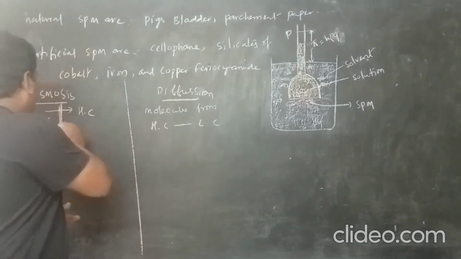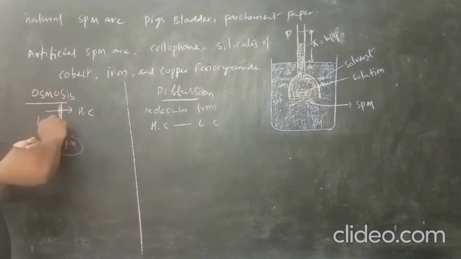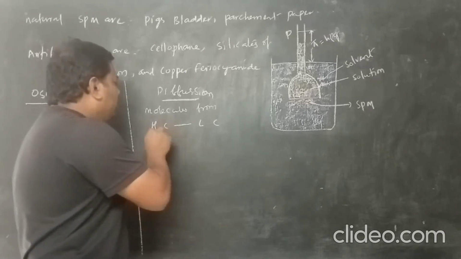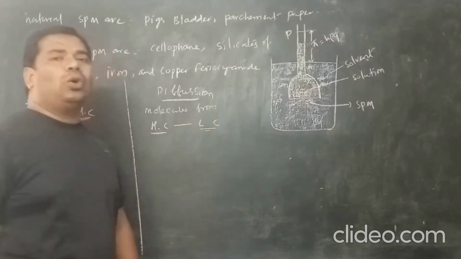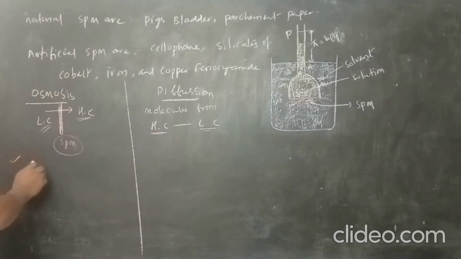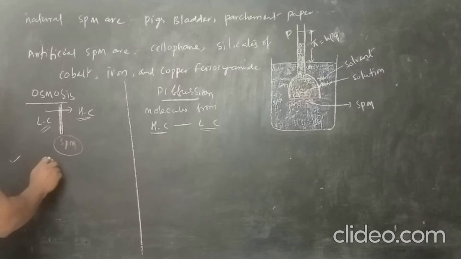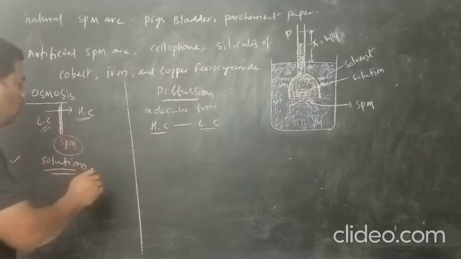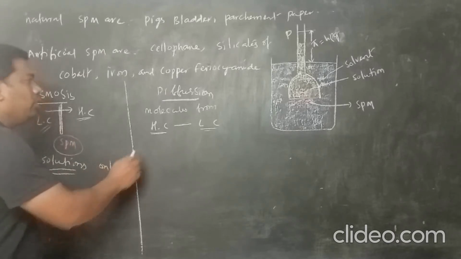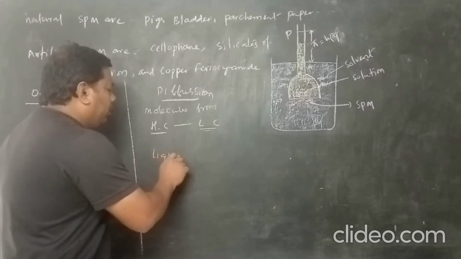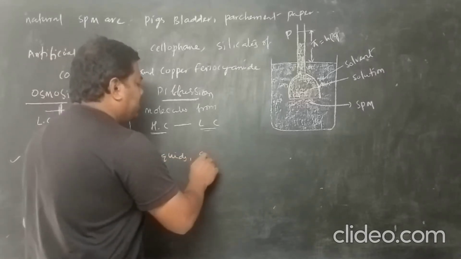So here the flow of molecules takes place from low concentration region to high concentration region. But here, from high concentration region to low concentration region. Clear? So here osmosis is limited to solutions only. Osmosis is limited to solutions only. But here the diffusion is applicable for liquids and gases also.